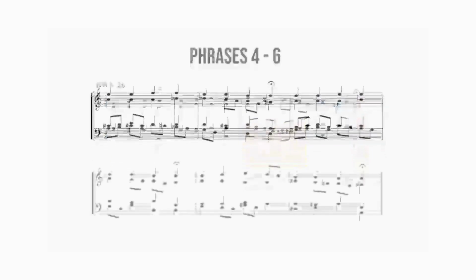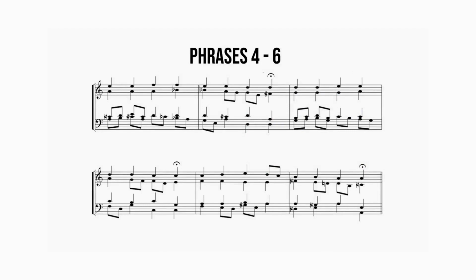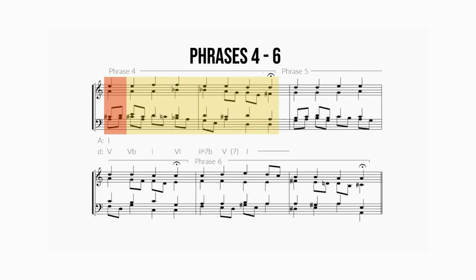Let's move on to the next 3 phrases. Here we have phrases 4, 5, and 6. Remember that we have a Picardy third at the end of the previous phrase? That can be seen as a tonic of the key of A major, and it is also being used as a dominant to the key of D minor. We know it's modulating to D minor because of the B flats in this phrase and also the C sharp, the raised 7th note of D minor.